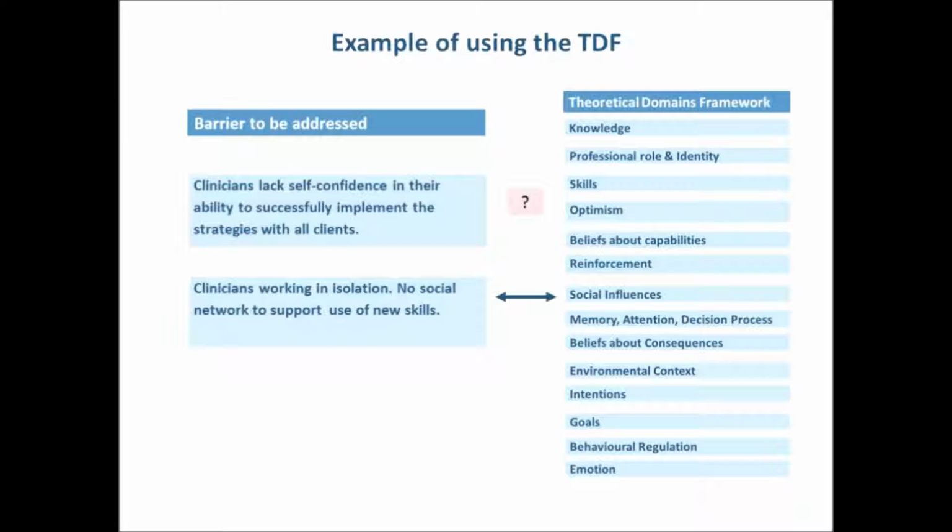So for example, clinicians may be working in isolation, and so there's no network to support the use of a new skill. That would get mapped onto the particular domain called social influences. If there was a more social network to support the use of new skills, then we might see that the intervention or implementation of the new strategy would be successful.